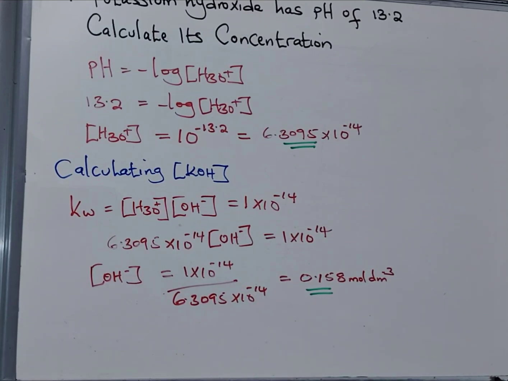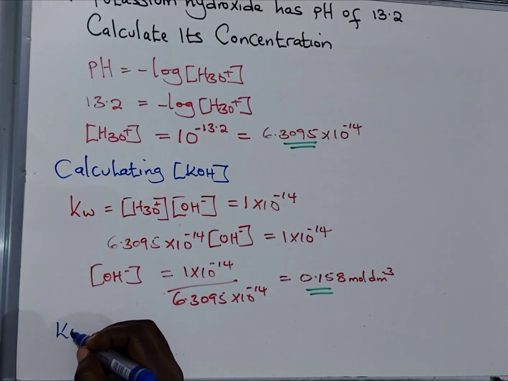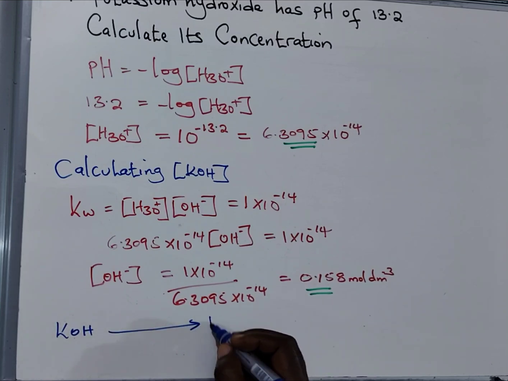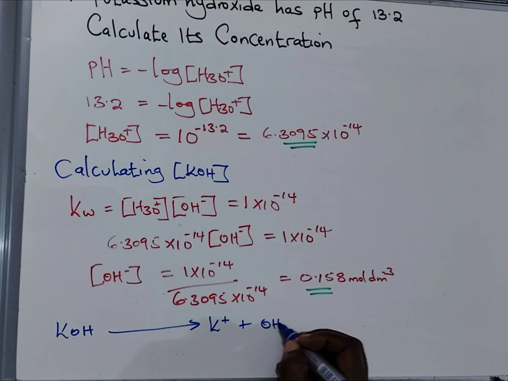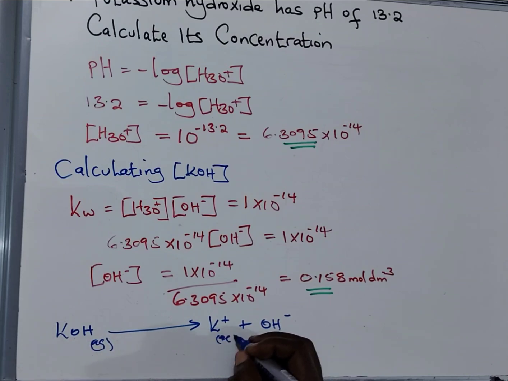So what do we know? We know that our potassium hydroxide dissociates to give you potassium ions plus hydroxide ions. And we must know that potassium hydroxide is a strong base. So what does that mean? That all potassium hydroxide completely dissociates to give you this.